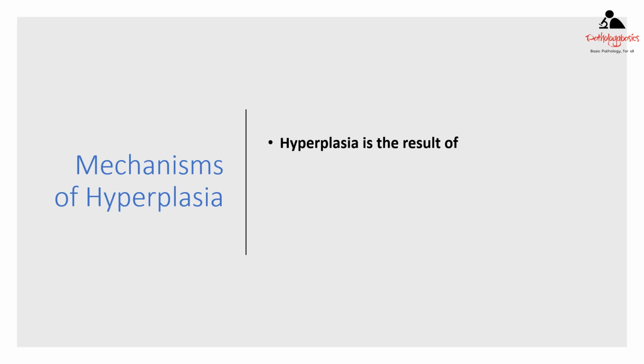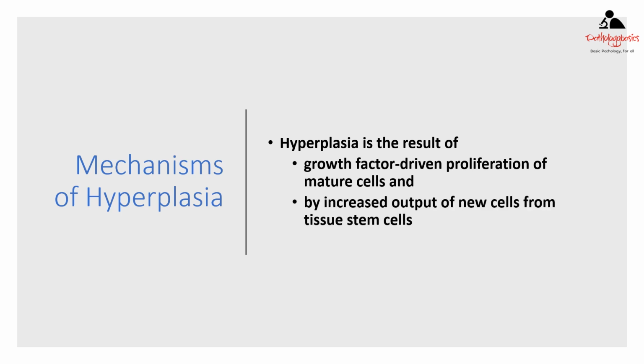What is the mechanism of hyperplasia? As you can guess, hyperplasia results due to growth factor driven proliferation, and also because of reprogramming of stem cells. That is, there is increased output of new cells from tissue stem cells.